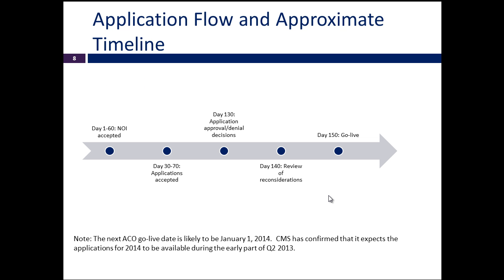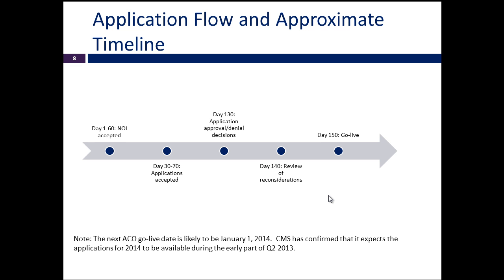In terms of the overall application process flow and the approximate timeline, the first step in the timeline is the filing of a notice of intent. Approximately 30 to 70 days after that, the application can be filed. The application, denial, or approval will come about 130 days after the notice of intent is first permitted to be filed, i.e. the initial permitted acceptance date for the notice of intent, because these applications open up in windows. 140 days later, there's a review and a reconsideration with regard to any denials. And then finally, the entire time span between the opening of the notice of intent period and the final go live is approximately 150 days, roughly.